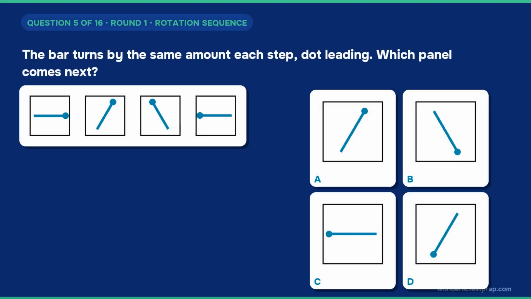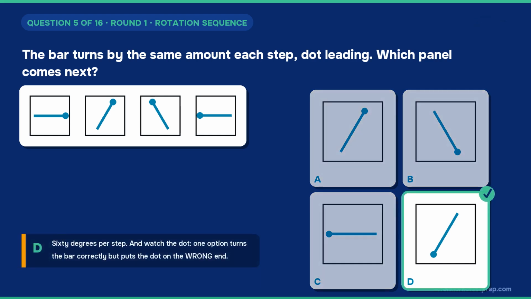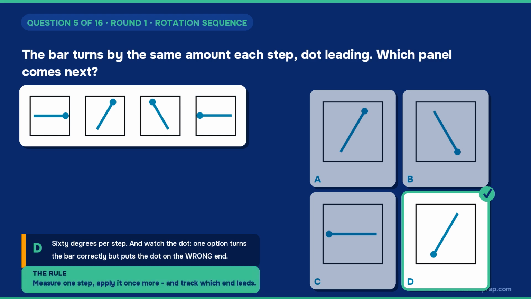Question 5. The bar turns by the same amount each step, dot leading. Which panel comes next? 10 seconds. D. 60 degrees per step. And watch the dot. One option turns the bar correctly, but puts the dot on the wrong end. The rule, measure one step, apply it once more, and track which end leads.